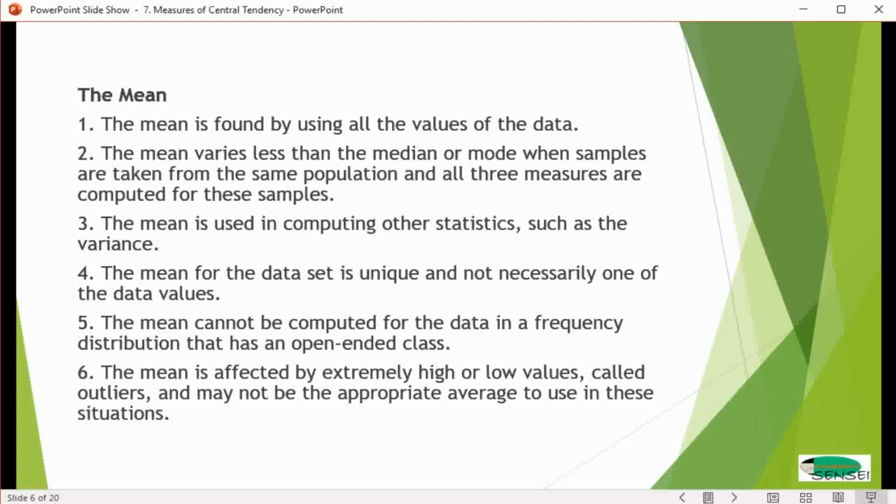As I mentioned din kanina, dun sa skewed distribution, baka hindi magandang basis for interpretation yung ating mean for skewed distribution. And usually, pag skewed yan siya, there will be outliers in the distribution.